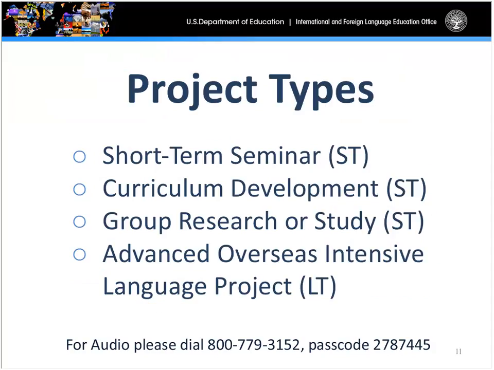So the project types. There are 4 different project types for the group projects abroad. There's a short-term seminar, there's a curriculum development project, a group research or study project, and an advanced overseas intensive language project. When you are applying, you want to make sure that your project fits into one of these categories concisely, so that you're being judged according to what you are proffering in your proposal. So we'll dissect those individually, starting with the short-term seminar.